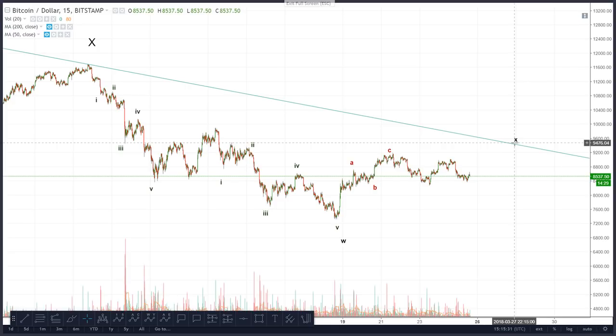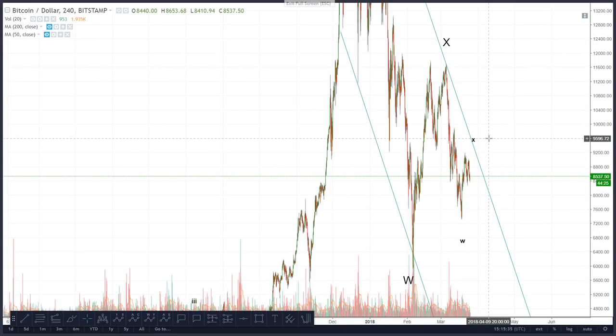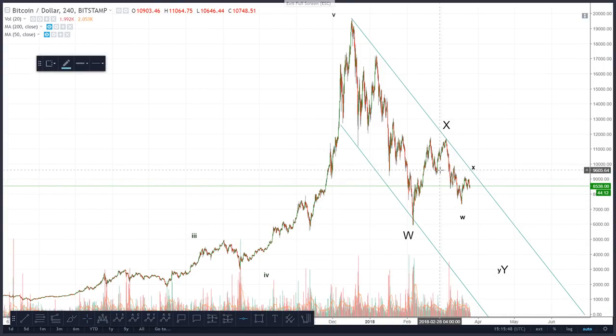Let's go on the 4-hourly chart. Let's just click that. So around the 9,500, let's put a horizontal line around the 9,500 mark.